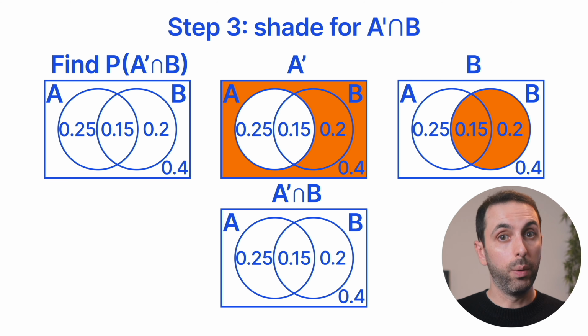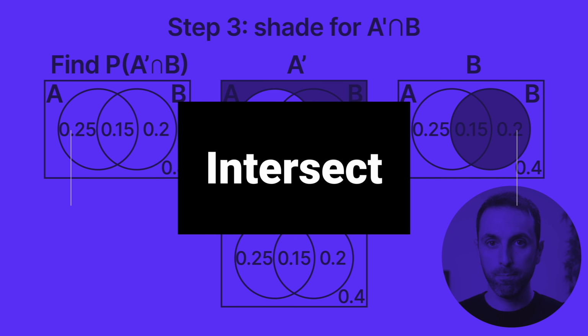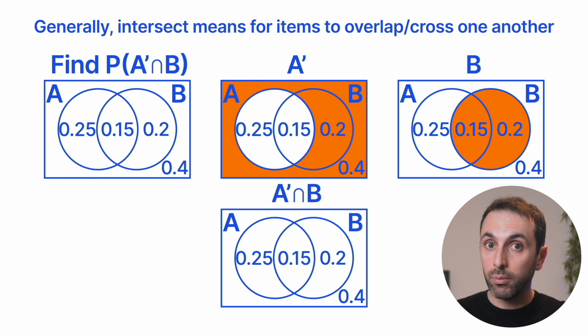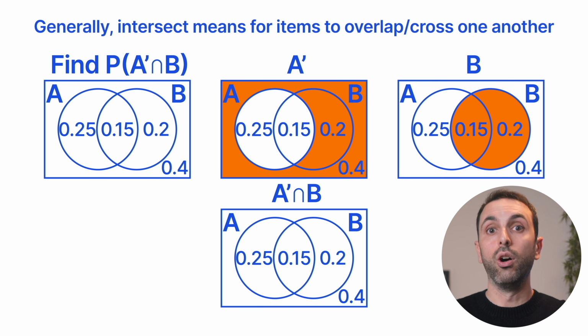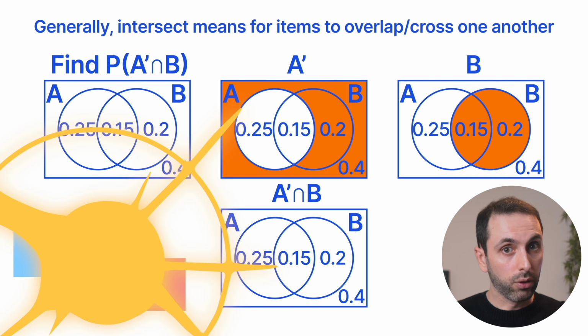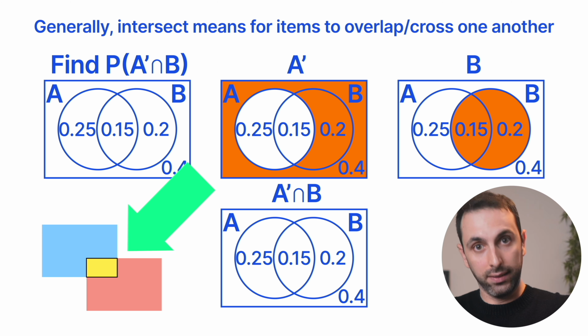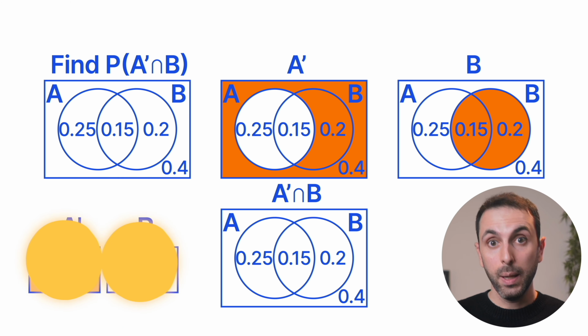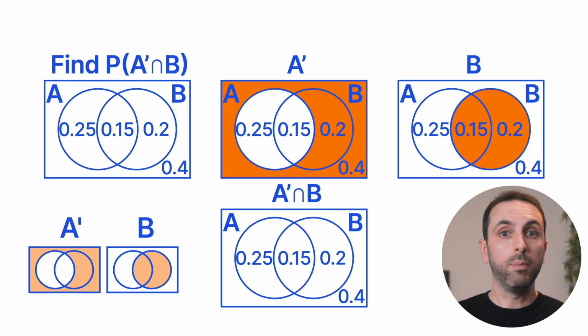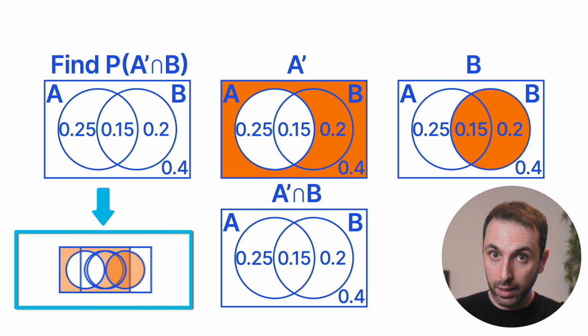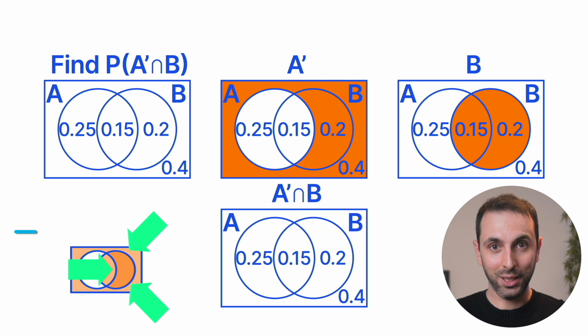This is where we're going to learn a new trick, and in order to do that, let's familiarize ourselves with what the term intersect actually means. Generally speaking, the word intersect means for items to overlap each other. So if we were to draw these 2 rectangles, then move them towards each other, where they overlap would be known as where they intersect. In our Venn diagram, based on this definition, it's surely where the events A complement and B overlap. We can see that it's this region right here.